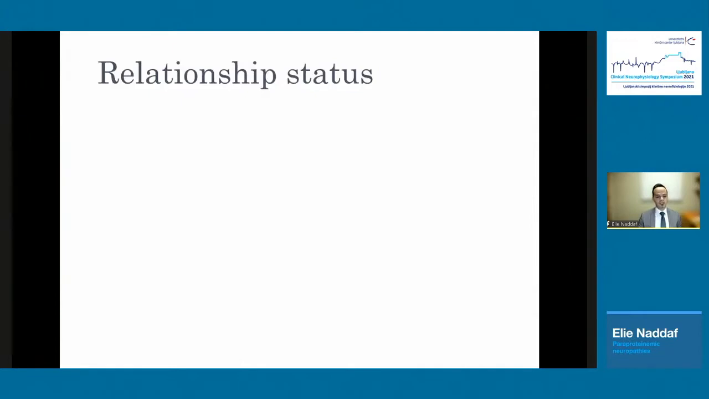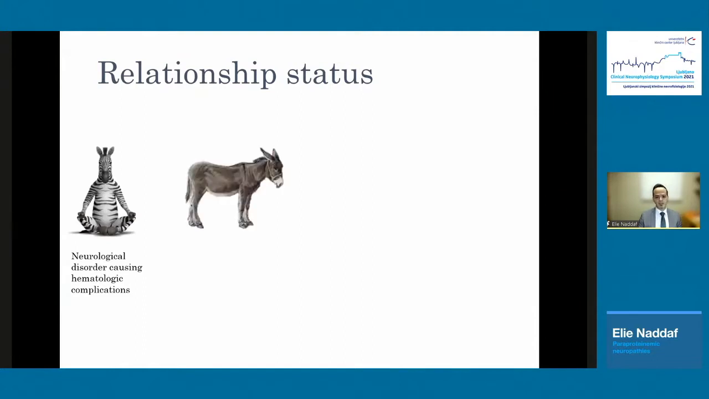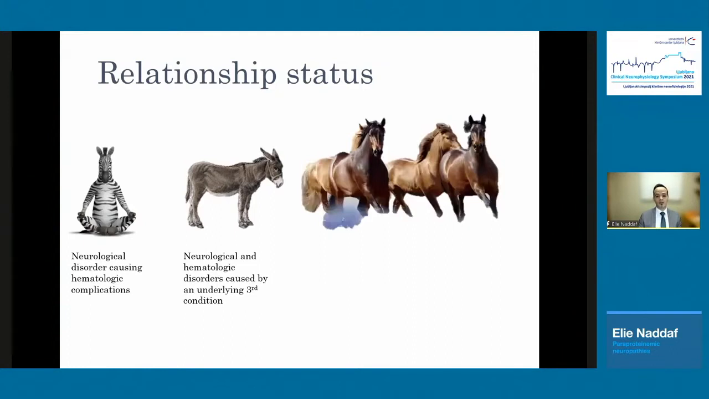The relationship between a monoclonal protein and the neurological disorder can be of different types. It's very, very rare, a zebra, for a neurological disorder to cause a hematologic complication, such as certain inherited myopathy that can be associated with anemia or neutropenia. It's a little bit more common for both the hematologic and the neurologic condition to be caused by a third condition, such as vitamin B12 deficiency, causing a neuropathy or myelopathy and anemia. But it's way, way more common for hematologic disorders, and in particular, plasma cell dyscrasias, to cause neuromuscular complications.